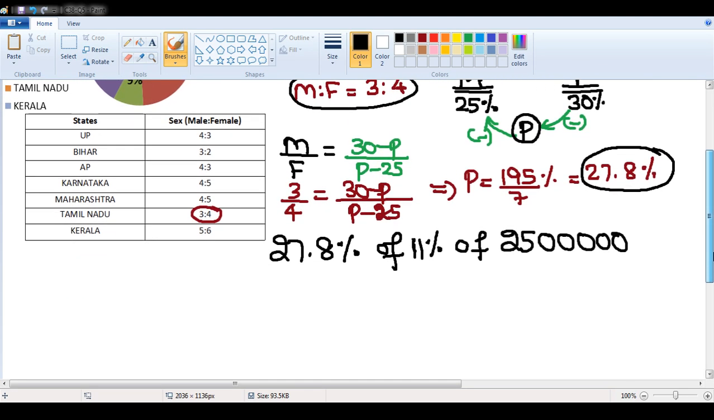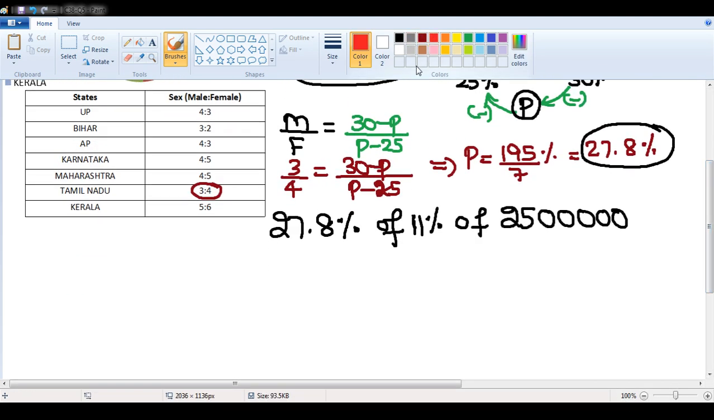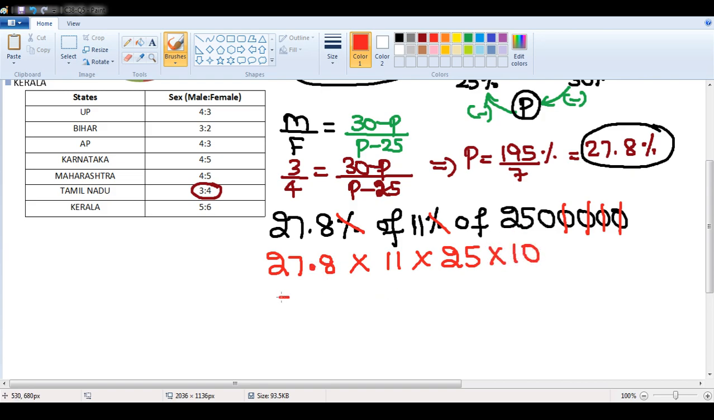But calculating this will take a little extra time. If you observe carefully, in my previous class I told, remove the percentage after two places, keep a decimal point. So this is nothing but 27.8 into 11 into 250, or in other words 250 is 25 into 10. So that 10 multiplies with this decimal to make it a whole number: 278 into 11 into 25.